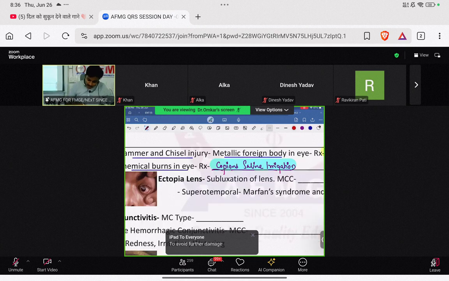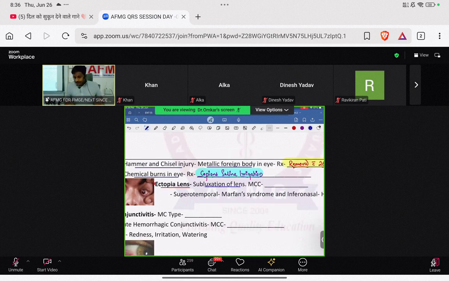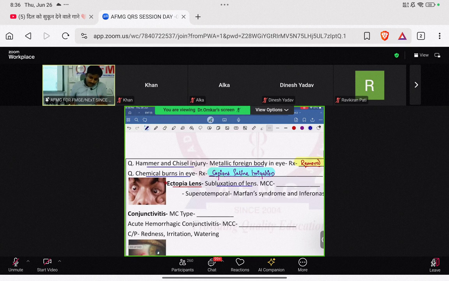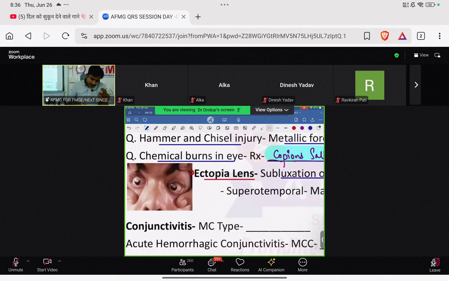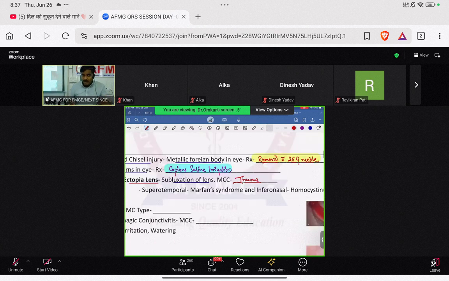Next is a case of trauma which is causing ectopia lentis. Ectopia lentis is nothing else but subluxation of the lens. Subluxation is complete or partial dislocation. When the lens shifts a little from its place, that is ectopia lentis or subluxation, as you are able to see in this picture. The most common cause of ectopia lentis is trauma. So the leading cause for ectopia lentis or subluxation of the lens is trauma.